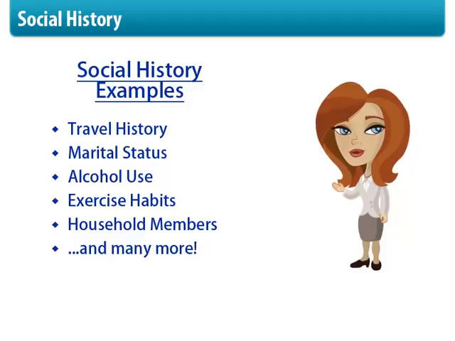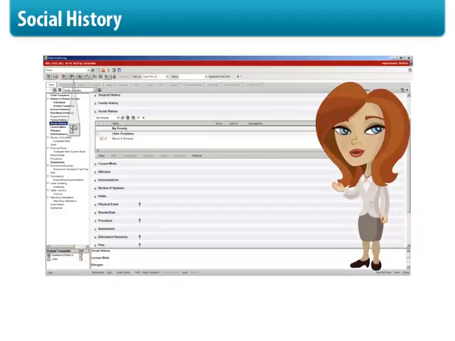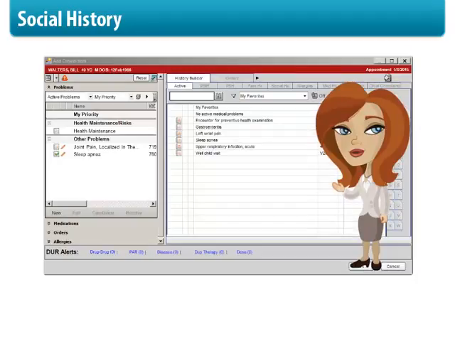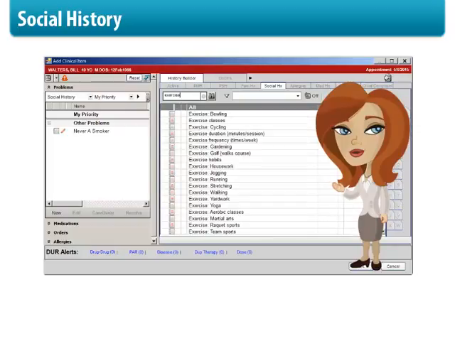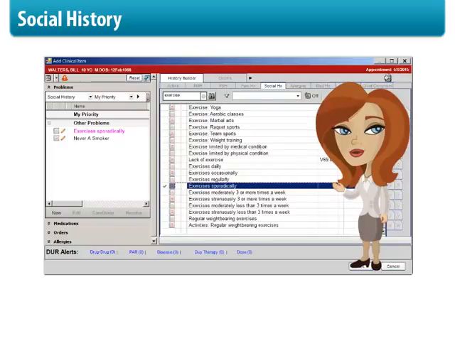To add a social history item, click the Problem button on the clinical toolbar. Then click the Social History sub-tab. Search for the item that you wish to add, and then click anywhere on the line for that item except on the notebook icon.